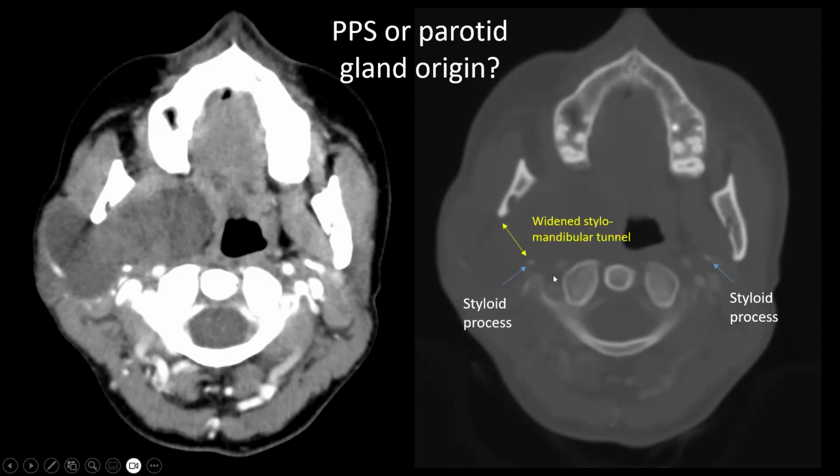And we can see that the stylomandibular tunnel, which is basically the area filled with soft tissue between the mandible and the styloid process, this tunnel is enlarged. It will enlarge if a process originates in the parotid gland. It will narrow when a process originates in the carotid space. The fact that this stylomandibular tunnel is enlarged in this patient is very suggestive of a primary origin of this tumor, which was a pleomorphic adenoma, in the parotid gland.